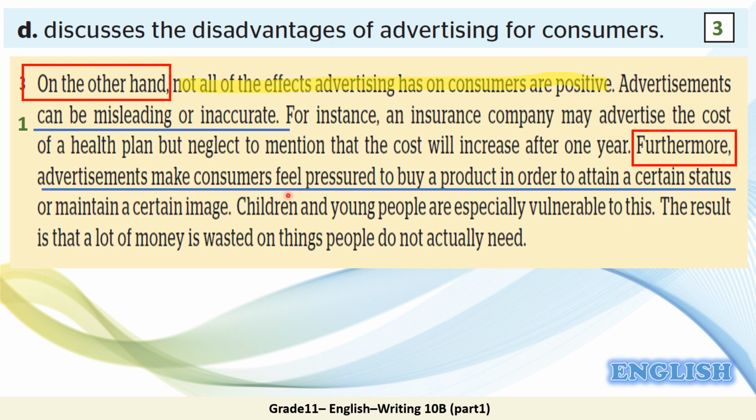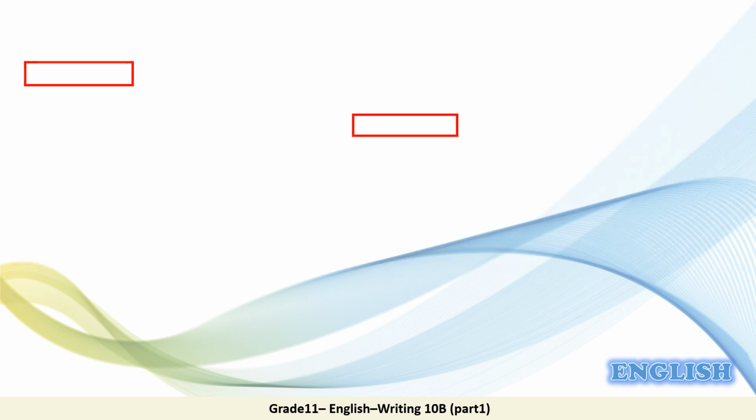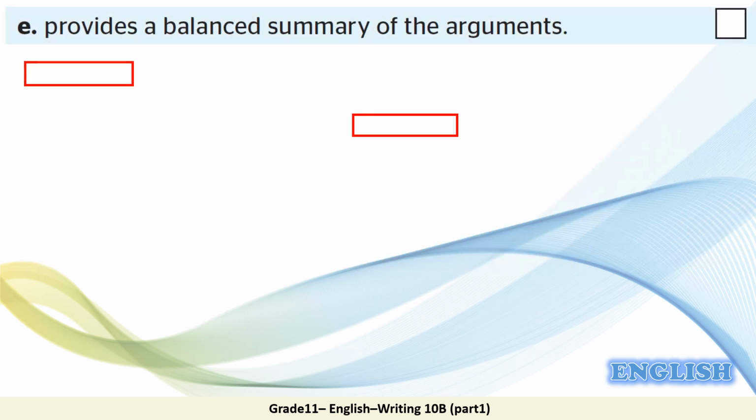Advertisements make consumers feel pressured. And the last one, you can pause the video and read it. Children and young people are especially vulnerable to this. Next. Okay, so now, in which paragraph does the writer provide a balanced summary of the argument? That's very clear. In paragraph 4, thank you very much.